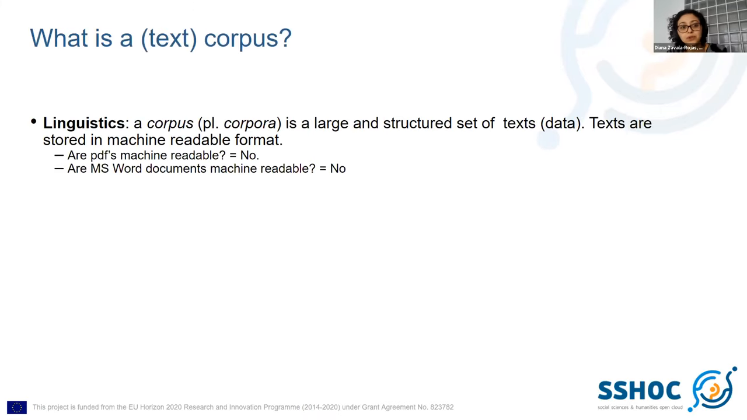Okay, so what is a text corpus? In linguistics, a corpus, plural corpora, is a large and structured set of texts, set as data. Texts are stored in machine-readable format, and you may wonder what is machine-readable format. Are PDFs machine-readable? No, they are not. Are MS Word documents machine-readable? No, they are not, because the structure and the formatting and other characteristics of these documents are not internally stored in the machine. So for instance, if we have a PDF, the machine doesn't know how to realize if it has a table or what is the content of pictures.